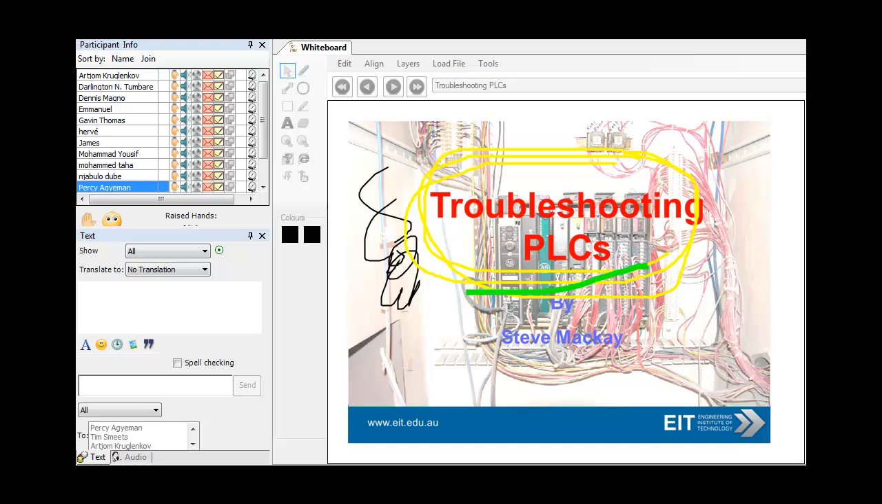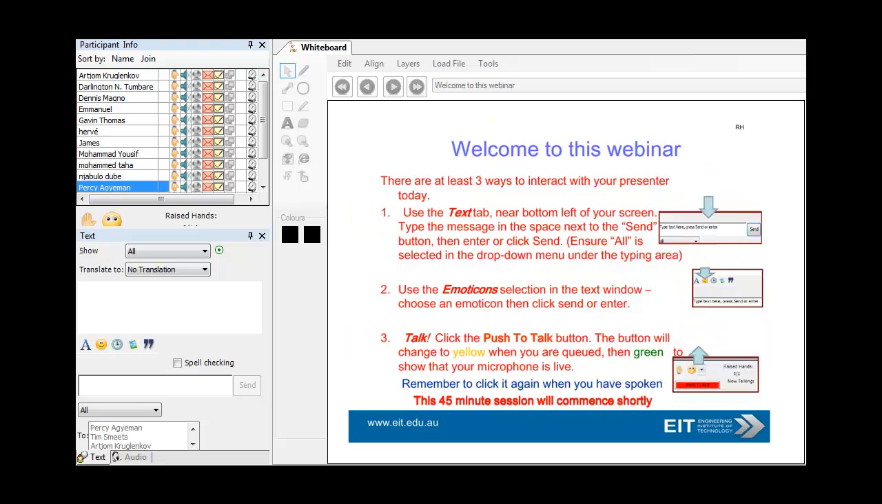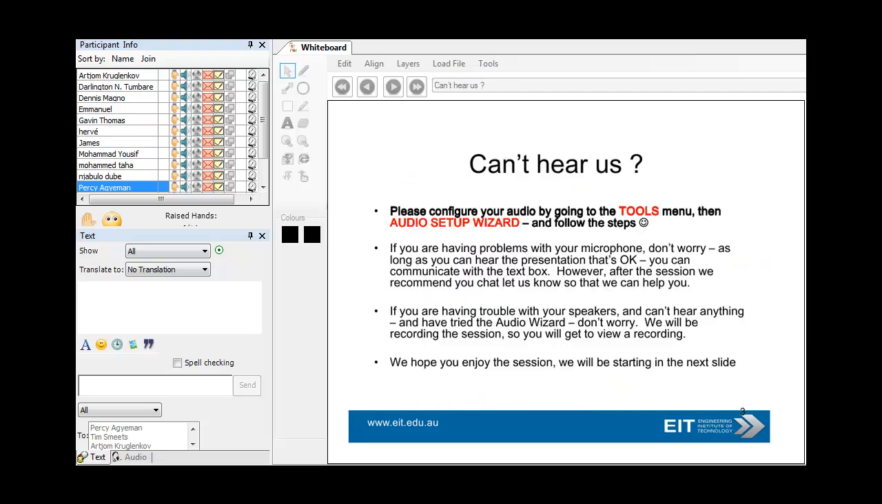So we're going to look at troubleshooting PLCs, the presentation. This is the instructions. I think we've all been through this.